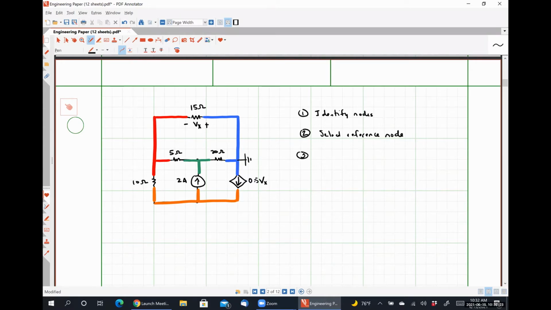So step three will be to, let's see what's going on in the chat here. Oh, sorry. Step three will be to assign nodal voltages. So I'm going to call the red node, node A, the green node, node B, and the orange node down here, node C, where my blue node has already been assigned a nodal voltage of 0 volts, which has been indicated by that ground symbol. So, step four is to write KCL equations at each non-reference node.